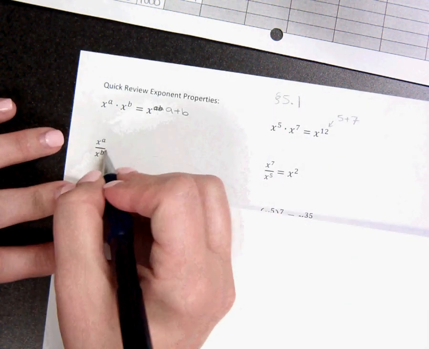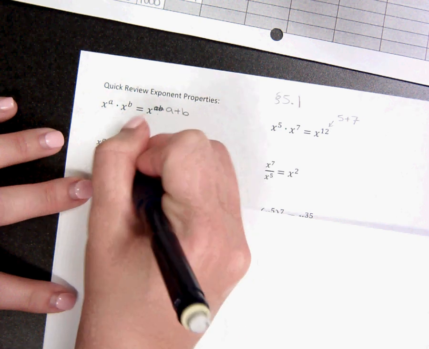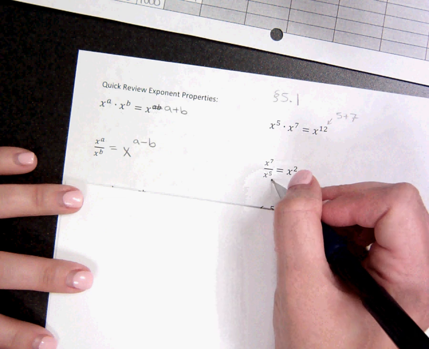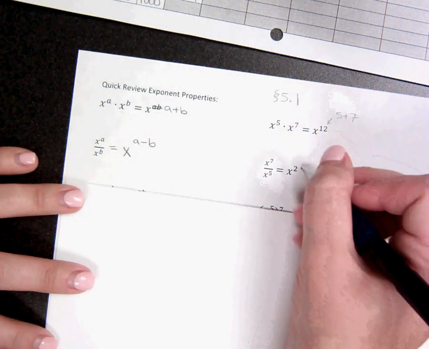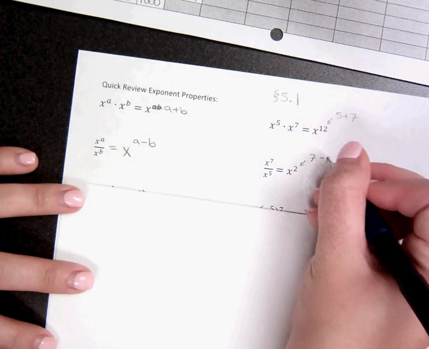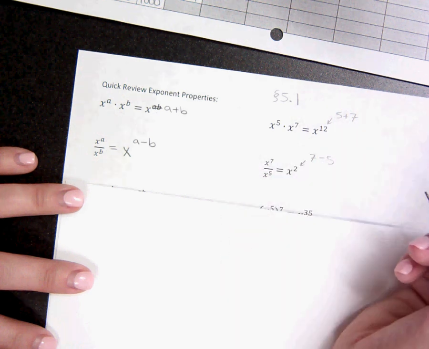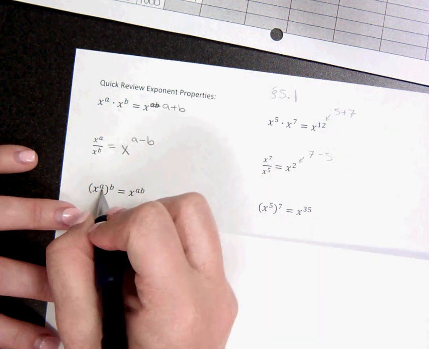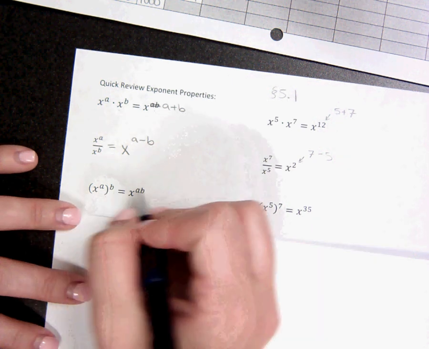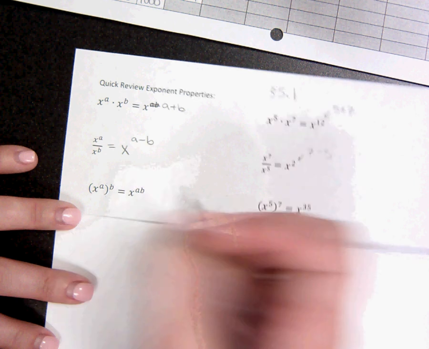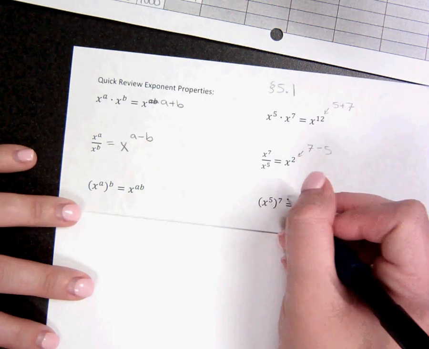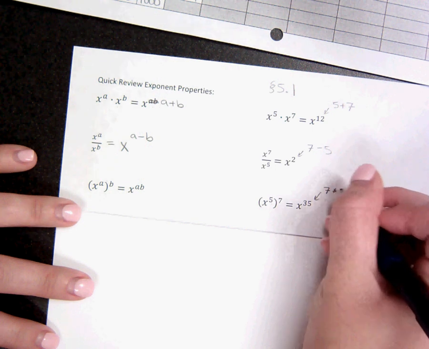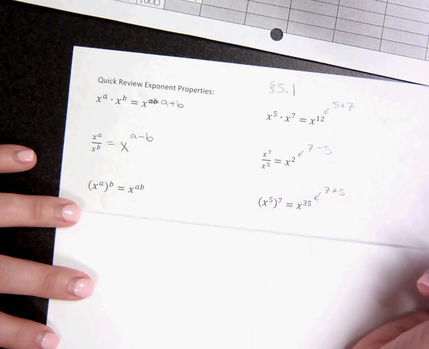Here, if I have x to the a over x to the b, it is x to the a minus b. So if I have x to the 7th over x to the 5th, I would subtract them. I would do 7 minus 5. It's always the top minus the bottom. And last but not least, if I have x to the a raised to another power, then I multiply the powers. So if I have x to the 5th raised to the 7th power, I multiply 7 times 5 to get my power.